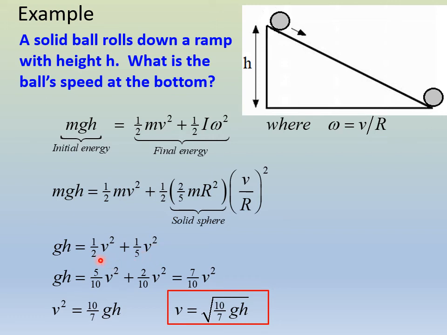To do that, we use least common denominators, right? 1/2 is the same as 5/10, and 1/5 is the same as 2/10. So 5/10 plus 2/10 is 7/10. So we have GH equal to 7/10 v squared. V squared is therefore equal to 10 over 7 times GH. And finally, we take the square root to get our answer. The speed of the ball is the square root of 10 over 7 times G times H, where H is the height of the ramp.